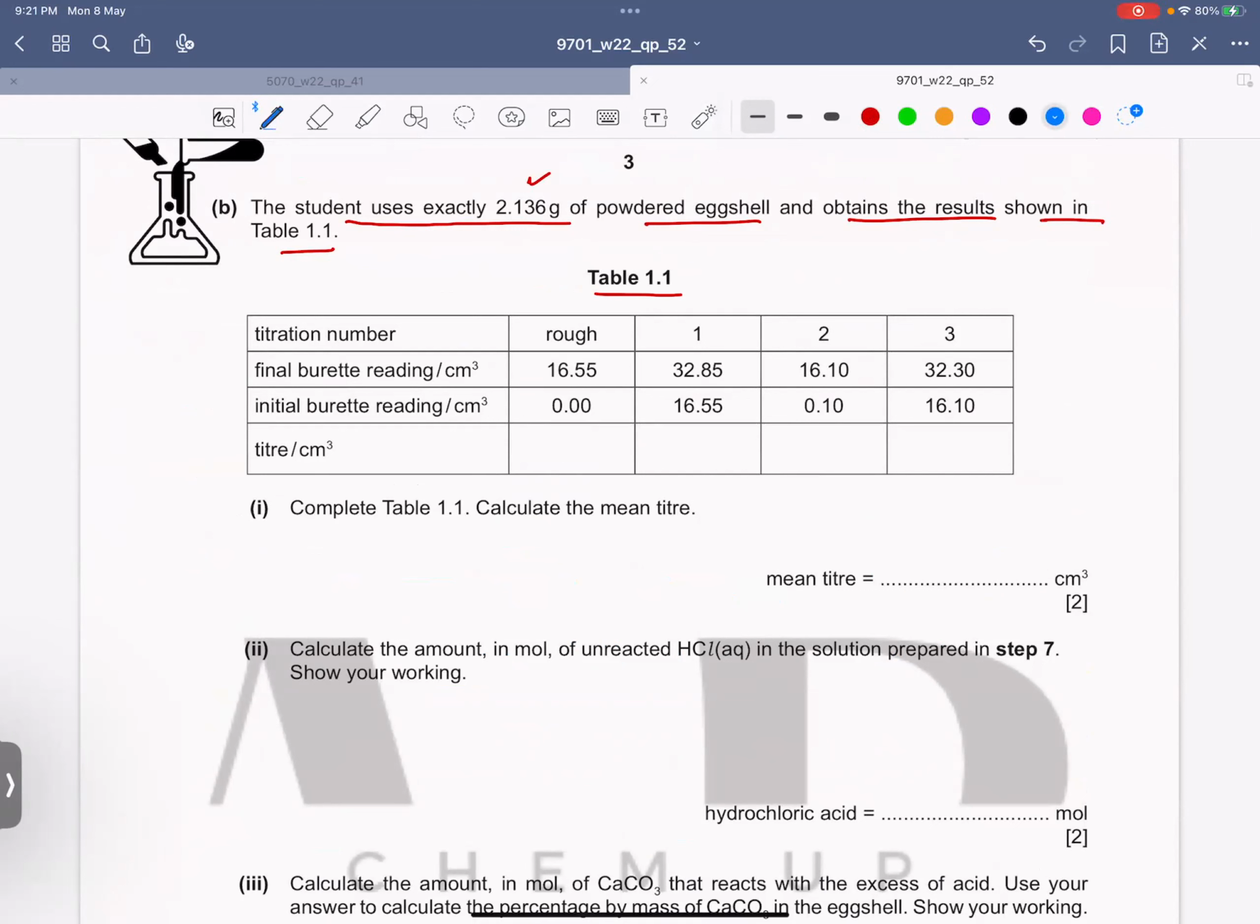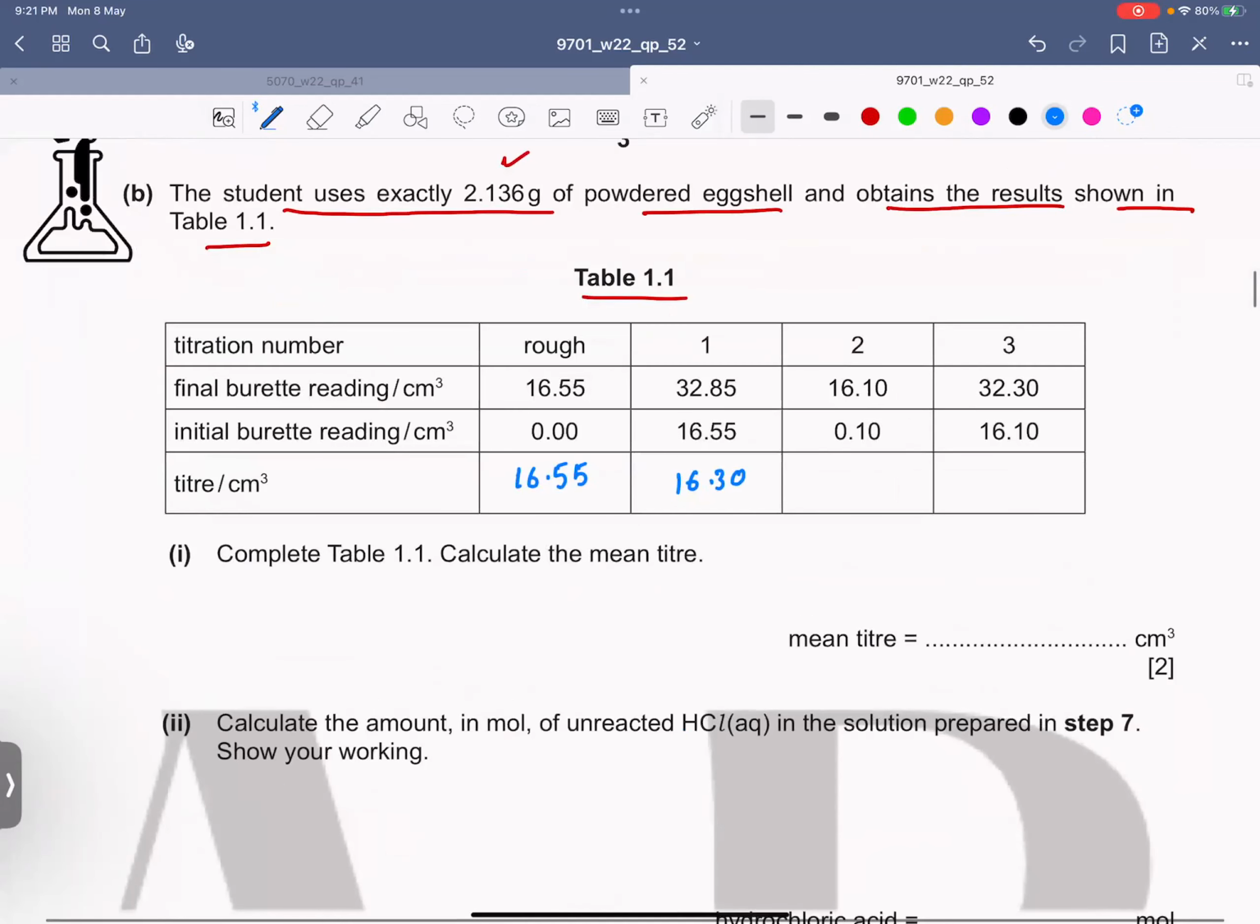So for the rough, it is 16.55. For the first one, it is 16.30. For the second one, it is 16.10. And for the third one, it is 16.20. Okay. Calculate the mean titer.